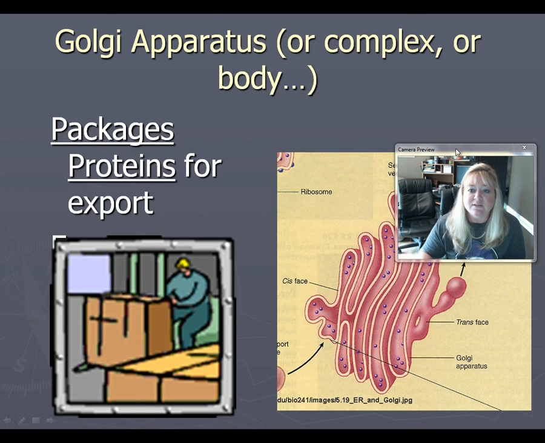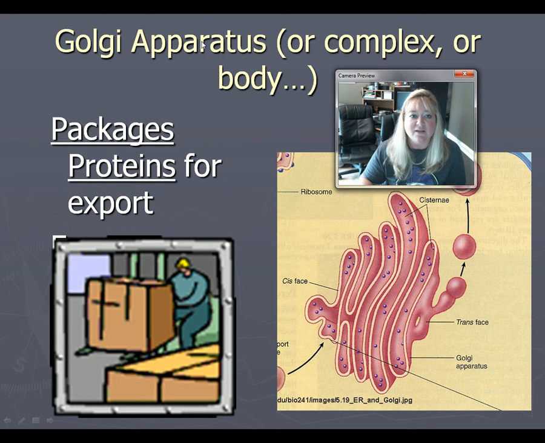Okay. Next is the Golgi apparatus, also known as the Golgi complex or the Golgi body. If you see Golgi, it's all the same thing after that. It just depends on what textbook you're looking at or who's talking to you. They all mean the same thing. But what the Golgi does is it packages proteins for export. We just got done talking about macromolecules. One of the macromolecules was proteins.